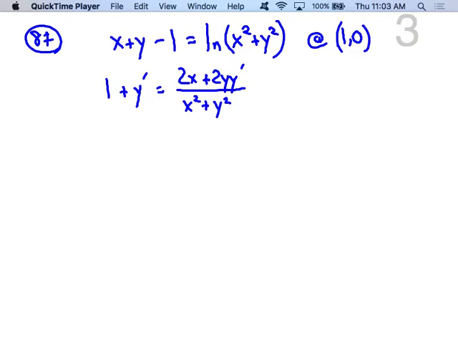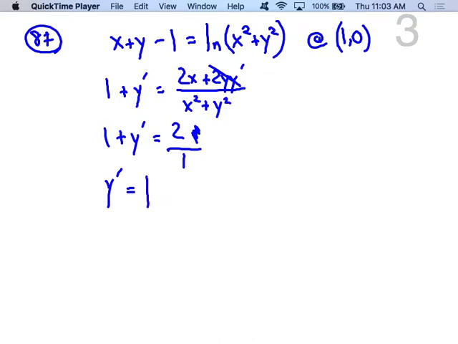Now, you could say to yourself, I need to get y prime by itself. In this case, I wouldn't even bother. I would just plug and chug and hope it simplifies nicely. Because it doesn't say find the function, it just says find the tangent line, so all we need is a slope. 1 plus y prime is equal to 2 plus, that goes away, so there's no plus there. And then that goes away, we're left with 1. So it looks like y prime is equal to 1.